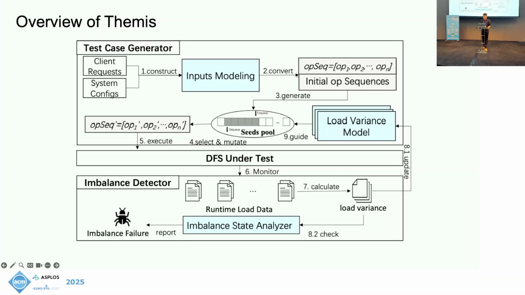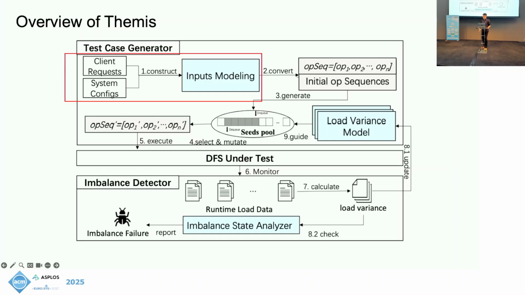We designed Themis as a test framework for finding imbalance failure bugs in distributed file systems. And here is the basic workflow. It includes two main components. The first one is a test case generator for generating high-quality test cases. The second one is an imbalance bug detector for identifying whether some imbalance failures occur.